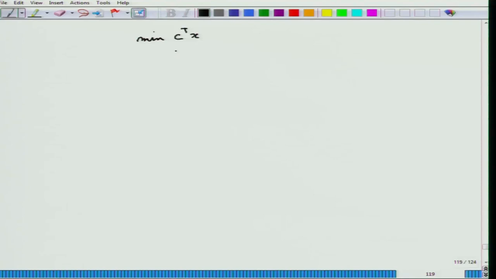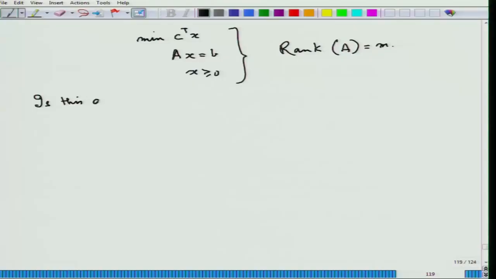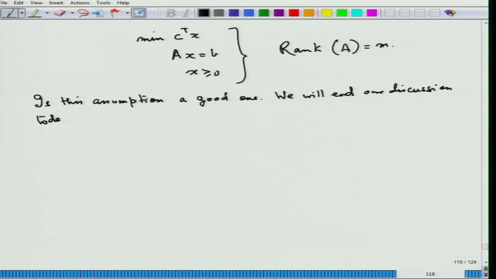So, if I take my standard LP problem, a standing assumption is that the rank of A is m. Now, the question is, is this assumption a good one? We will end our discussion today by proving this fact, that yes, it is indeed a good step, by showing that this assumption is fine.